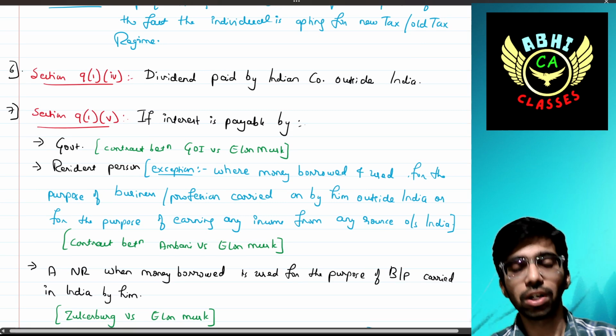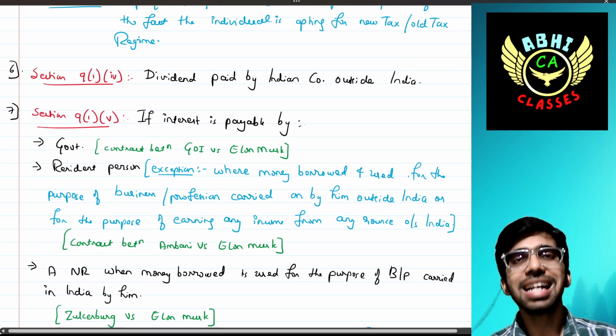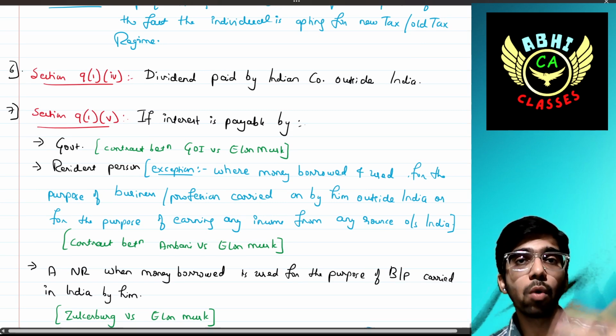Okay. Next, Section 9, Subsection 1, Subclause 4: dividend paid by an Indian company outside India.